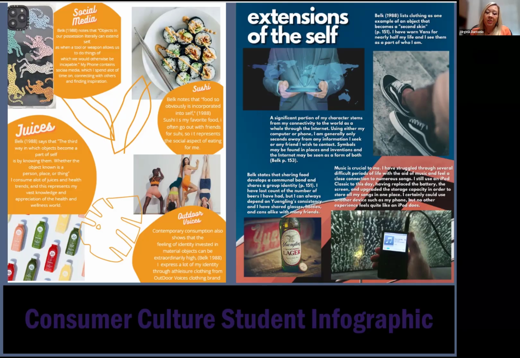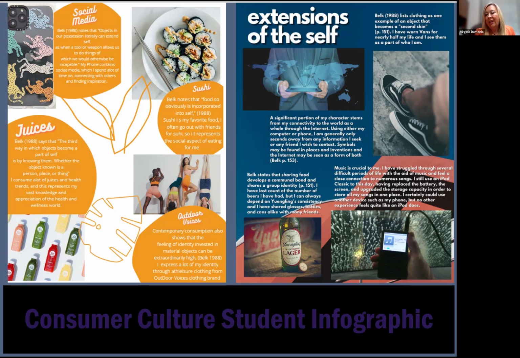So here are some of the student samples of their work that they came up with for this student infographic project. So you can see that they used some brand images. You've got down here in the right hand the Yuengling Lager beer, and the student used this as an example of how in the article, Belk stated that sharing food develops a communal bond and shares a group identity. So he was talking about that as his personal experience with that brand.